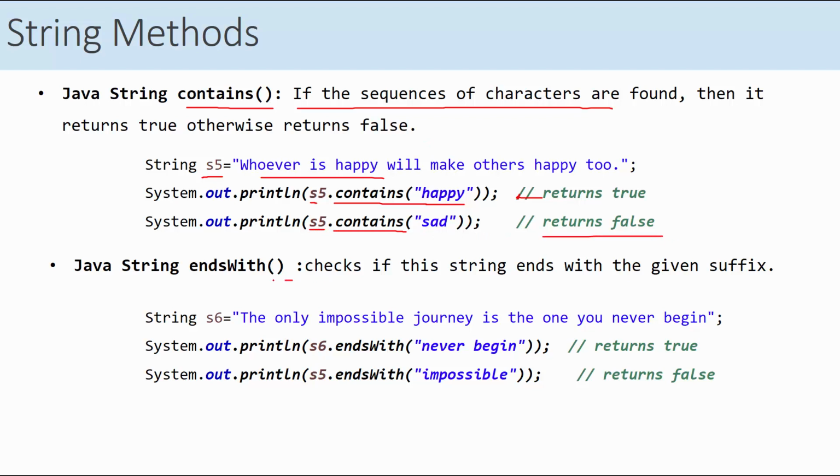Another one checks the end characters or the end sequence of characters in a string. Here in S6, if you use the function endsWith with never begin, which is true, because this text ends with never begin, the answer will be true. If you check for impossible, impossible exists in the string, but it does not show at the end of the string. That's why you get false.